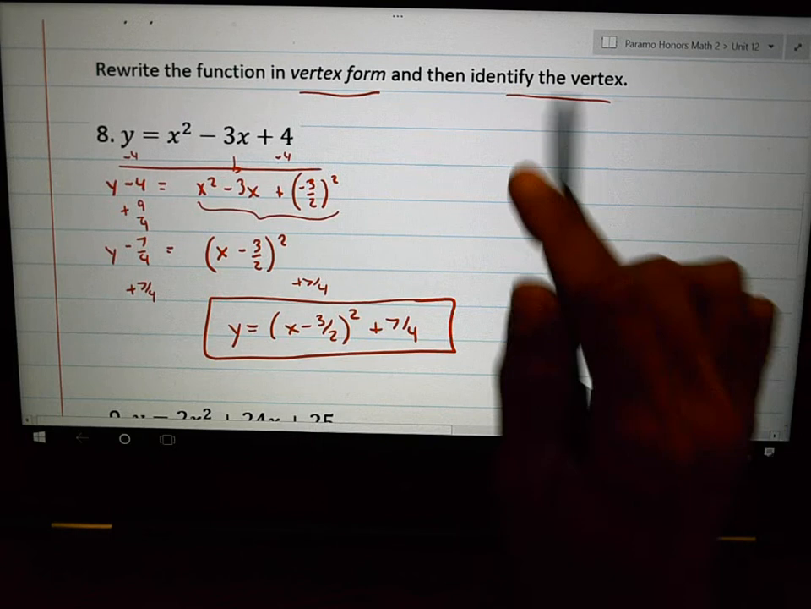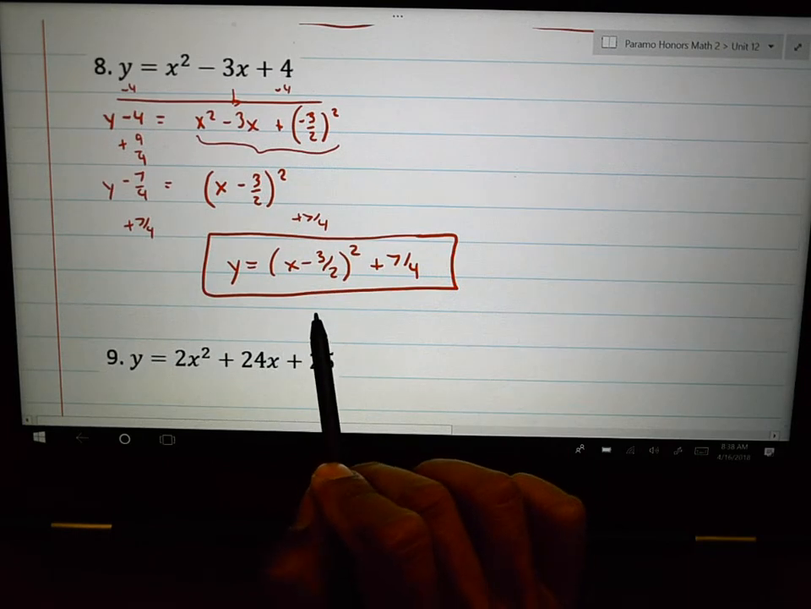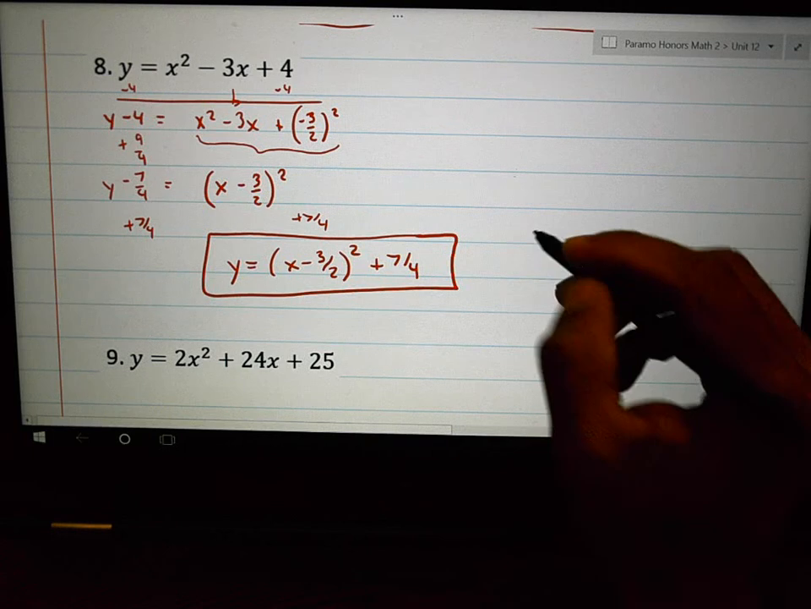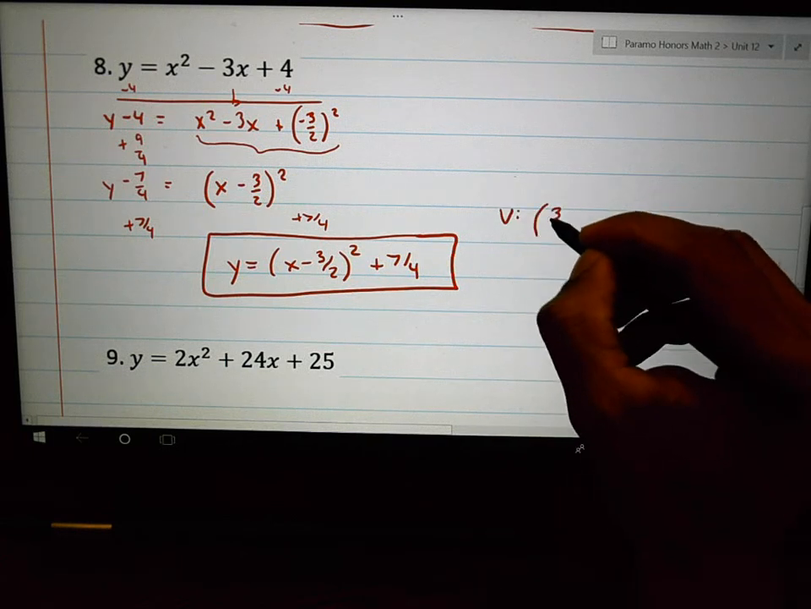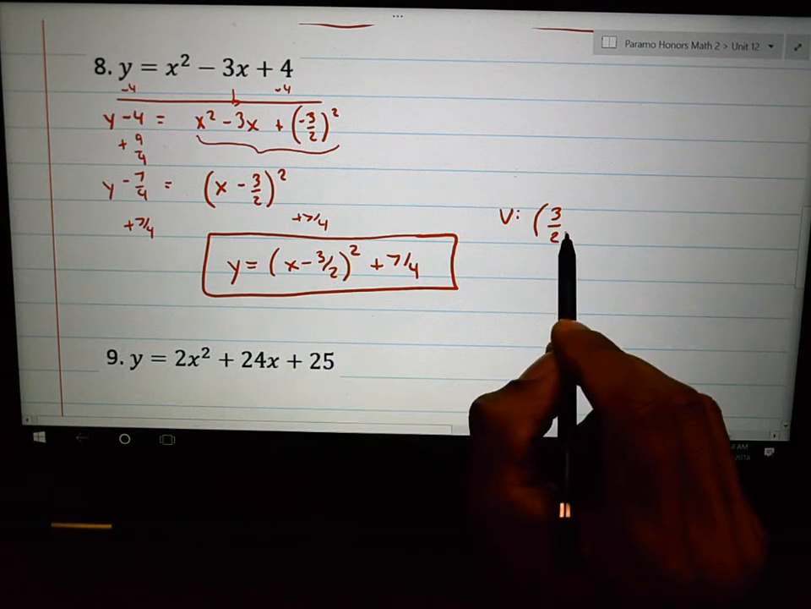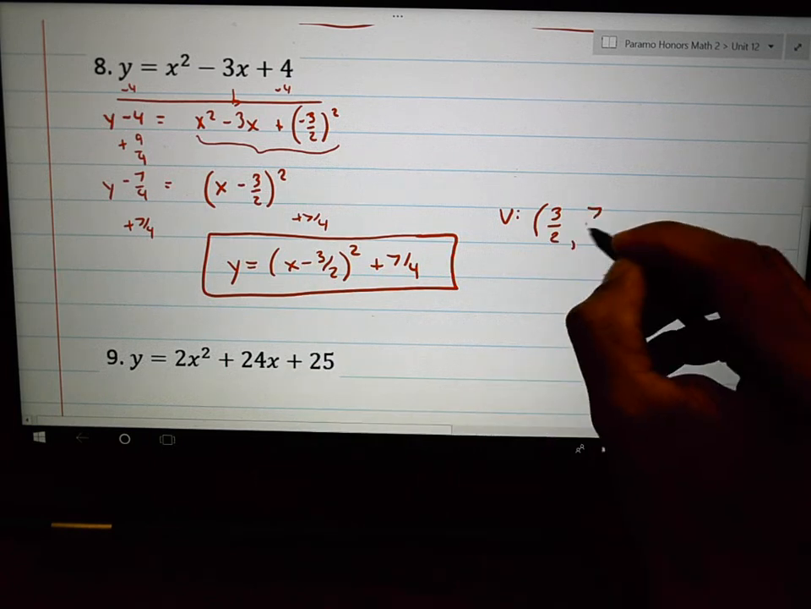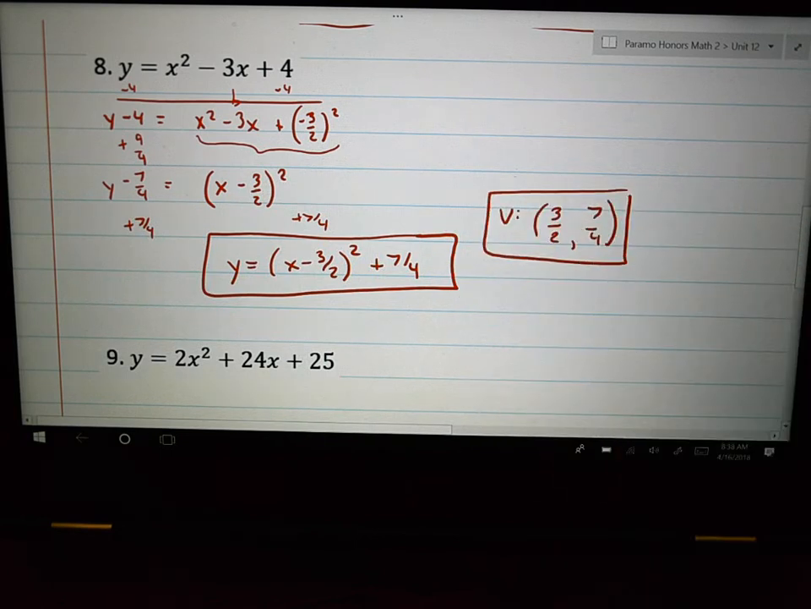Second part of the question, identify the vertex. I'm hoping you remember opposite, same. The vertex is going to be at the ordered pair. Opposite, instead of a negative 3 over 2, it's a positive 3 over 2. Same, 7 over 4. It's pretty easy to find the vertex once you have it in vertex form.